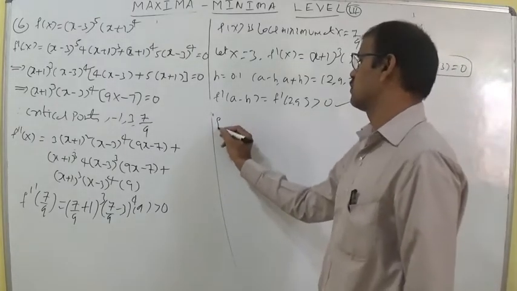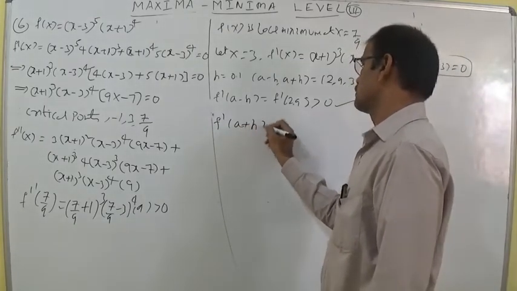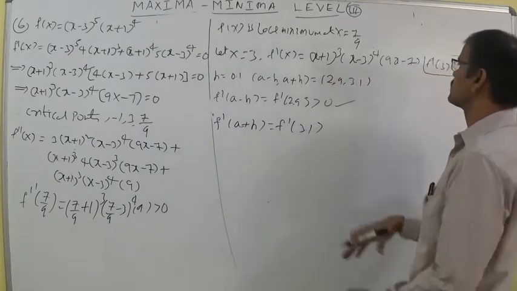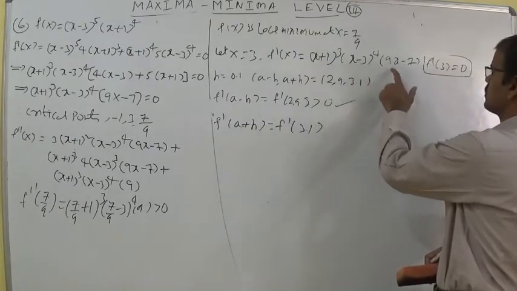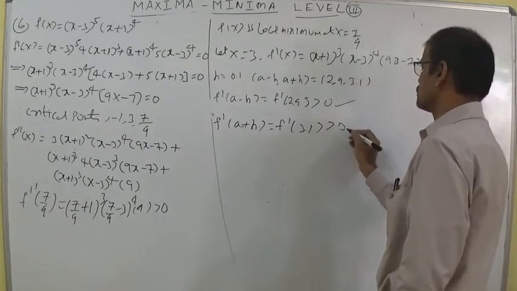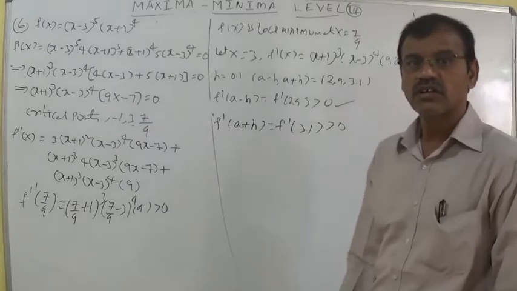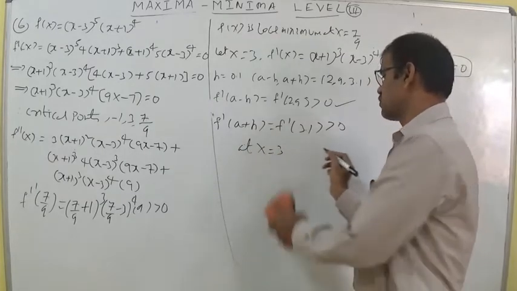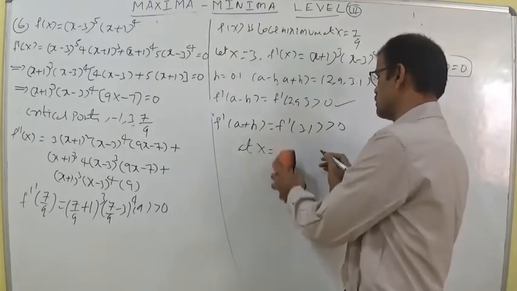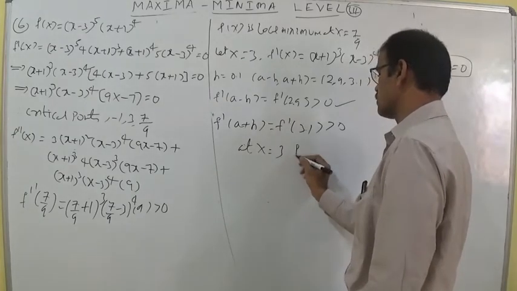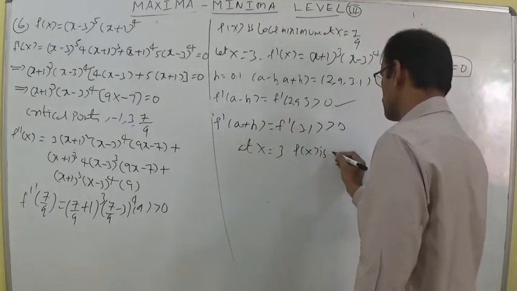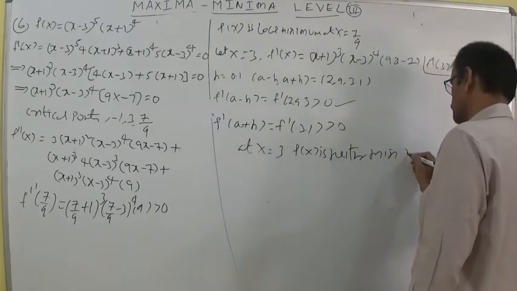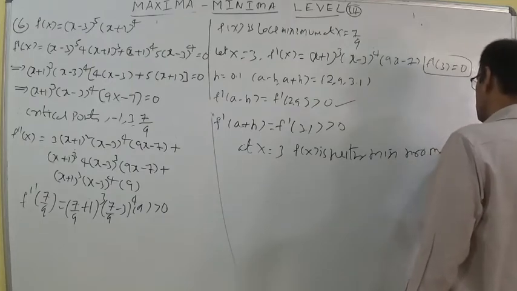Now let us discuss about f dash of a plus h. So I am writing here f dash of 3.1. 3.1 plus 3 is positive, 3.1 minus 3 is positive, this is also positive. So there is no change. There is no change, so it is neither minimum nor maximum. At x is equal to 3, first derivative test, there is no change. If there is no change, at x equal to 3, f of x is neither min nor max.